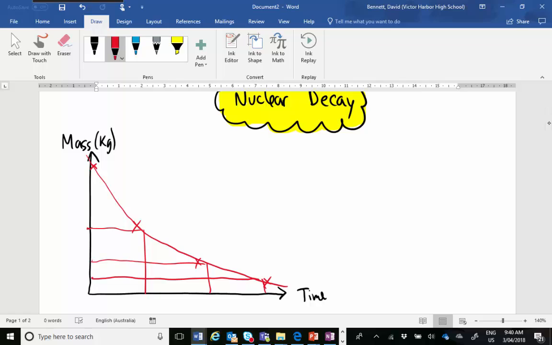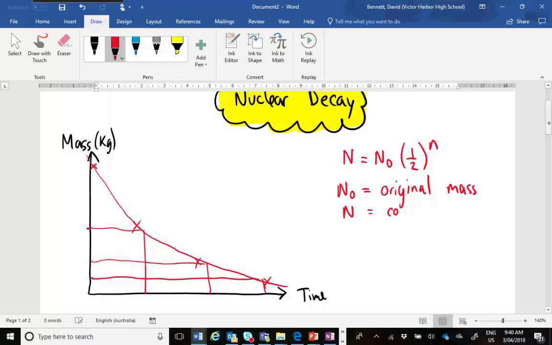All right, so there is a formula for working this out. So N equals N0, and then you do half to the n. So N0 is the original mass, or the original count. It might be mass or count. N is the count after n half-lives, and the little n is the number of half-lives.